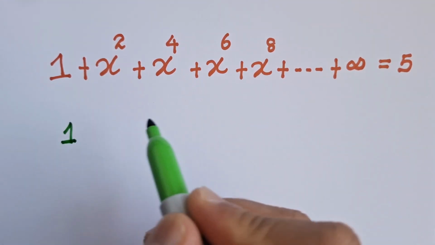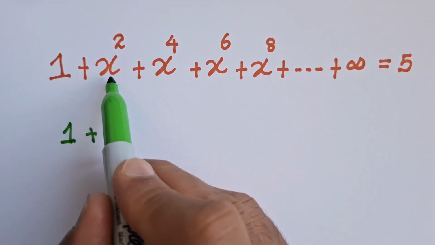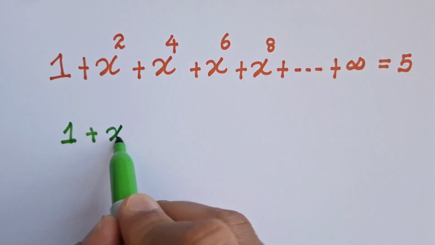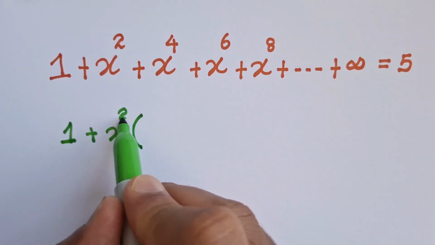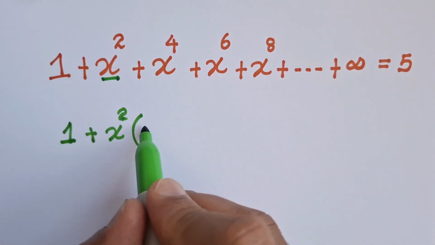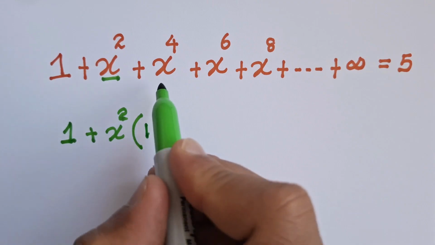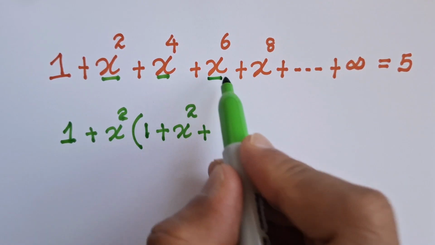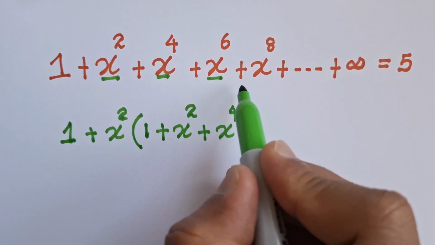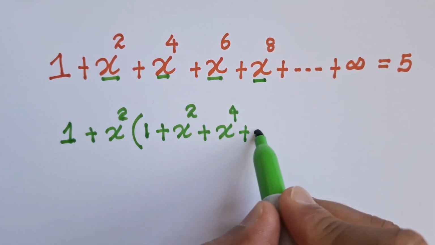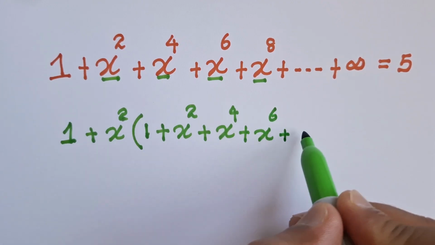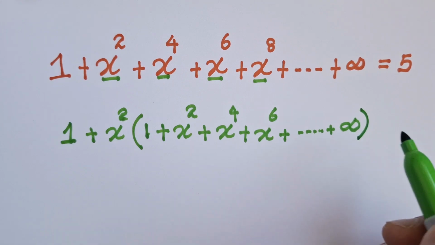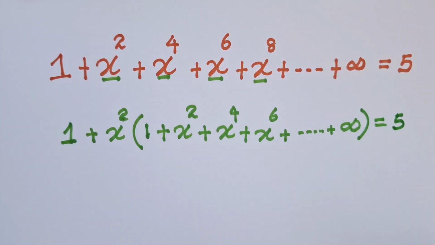I'm going to keep the 1 here. Then in the rest of the series, you can see that x to the power of 2 is a common factor. I'm going to take this common factor out of the series. Then in the parentheses we have 1 plus x to the power of 2 plus x to the power of 4 plus x to the power of 6 plus, and so on to infinity inside the bracket.